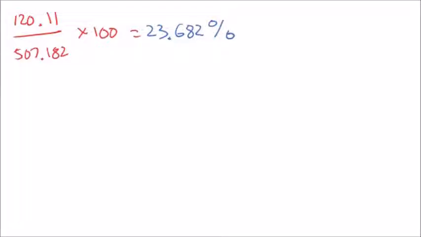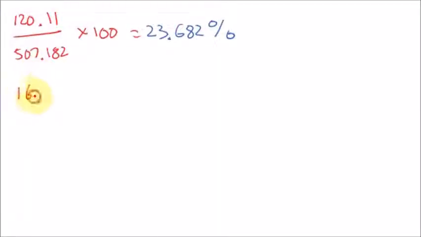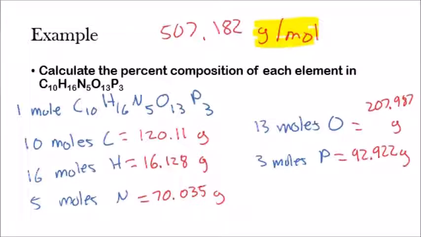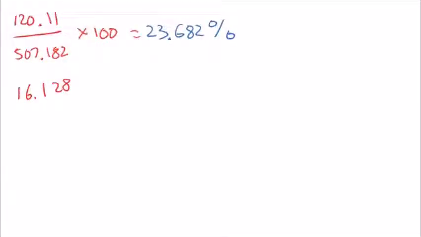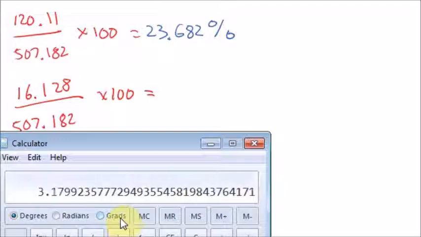Now let's move on to the next element, hydrogen. So I'm going to take this number, 16.128, and divide it by the molar mass, 507.182, and multiply that by 100. Then let's go and calculate that. 16.128 divided by 507.182, multiply that by 100, and we'll get 3.1799. That's 5 significant digits there. So 3.1799%.